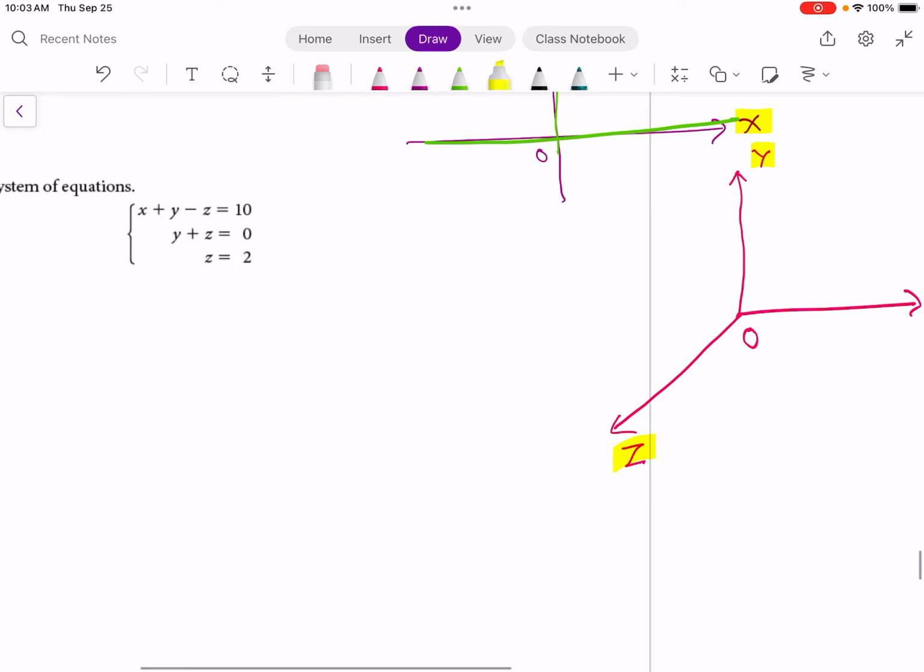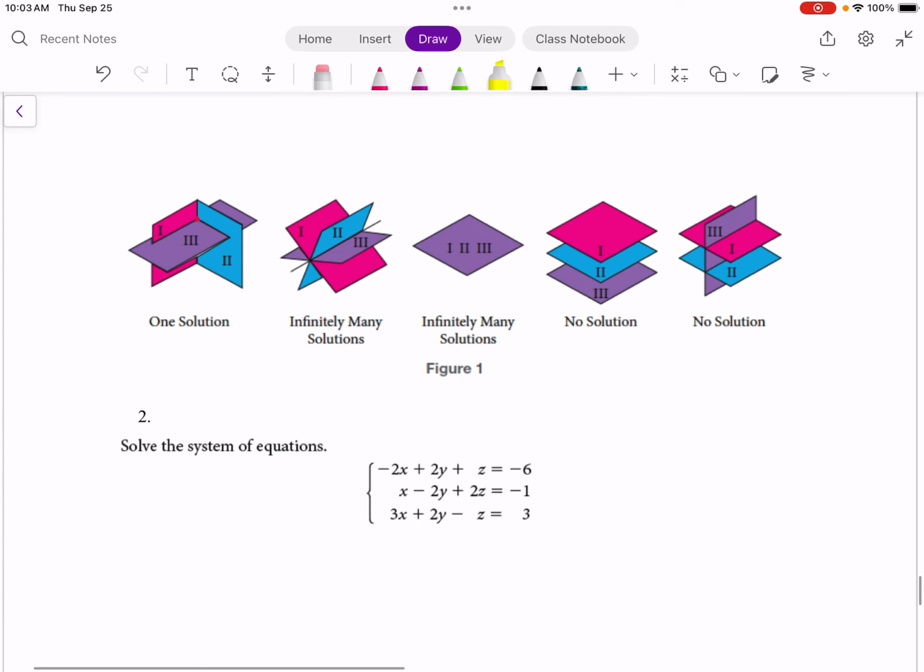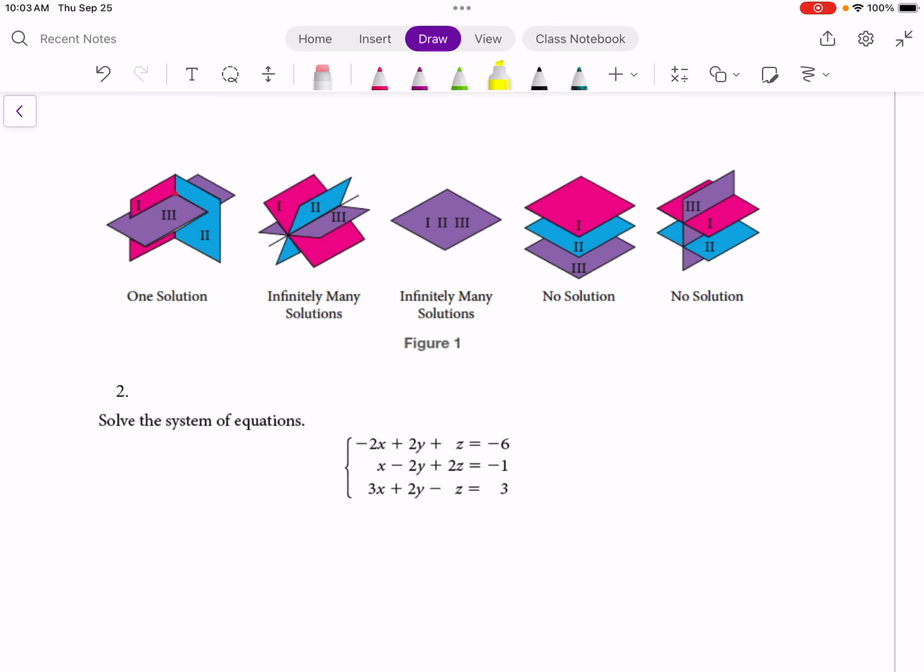Before we solve this system of linear equations, when we draw a graph of each linear equation with three variables, we get a plane. So here we have this plane, which is one linear equation with three variables. We have a second plane here, and a third plane here. If all three planes are parallel to each other, there is no solution. If the first, second, and third planes intersect at one common point, we have one solution.